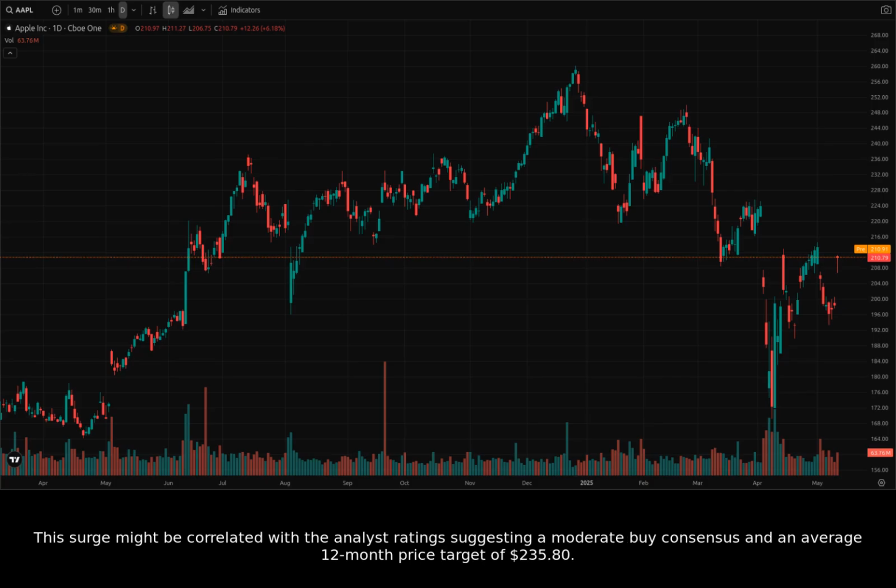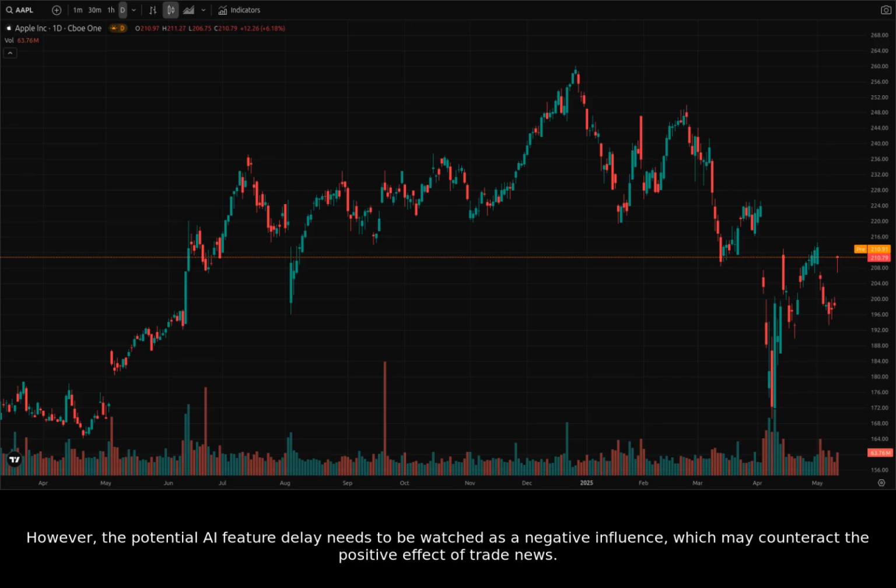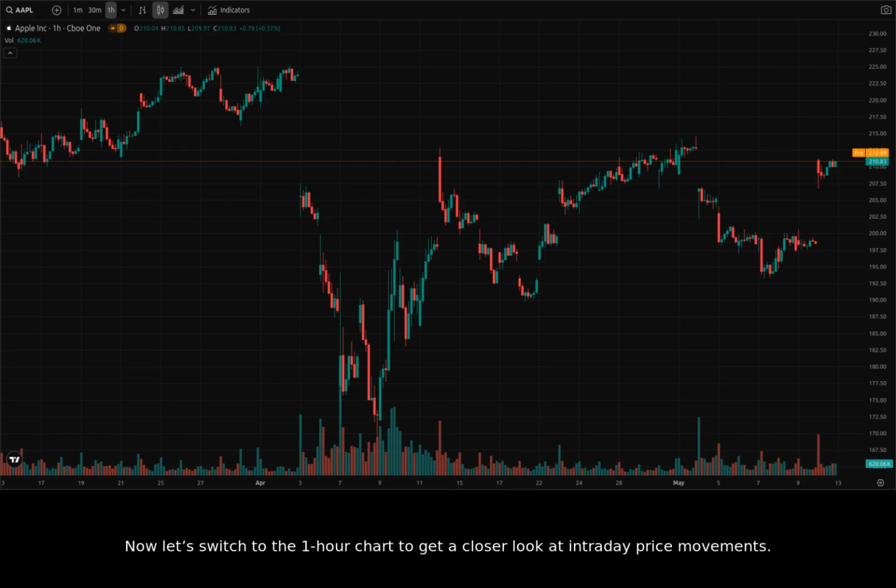This surge might be correlated with the analyst ratings suggesting a moderate buy consensus and an average 12-month price target of $235.80. However, the potential AI feature delay needs to be watched as a negative influence, which may counteract the positive effect of trade news. Now let's switch to the one-hour chart to get a closer look at intraday price movements.